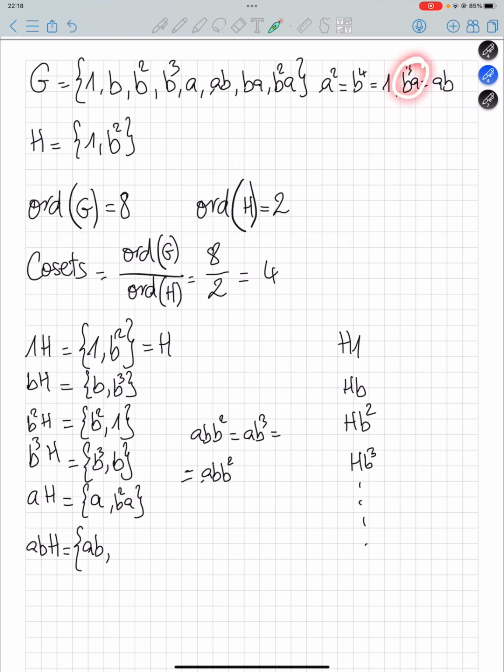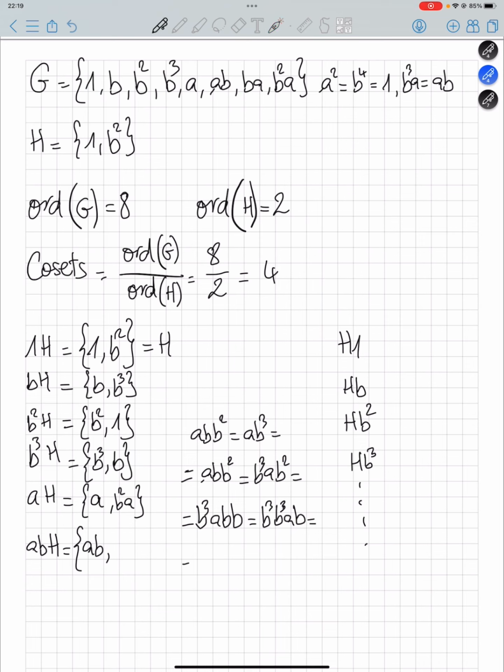AB is B cubed A, so this is B cubed A, then B square. Now this is basically equal to B cubed A B, because B square is BB. Now we have AB in the middle, which is B cubed A, so this is B cubed, then B cubed A, then B. So what we have here is B6. B6 basically is B square because B4 is identity, right?